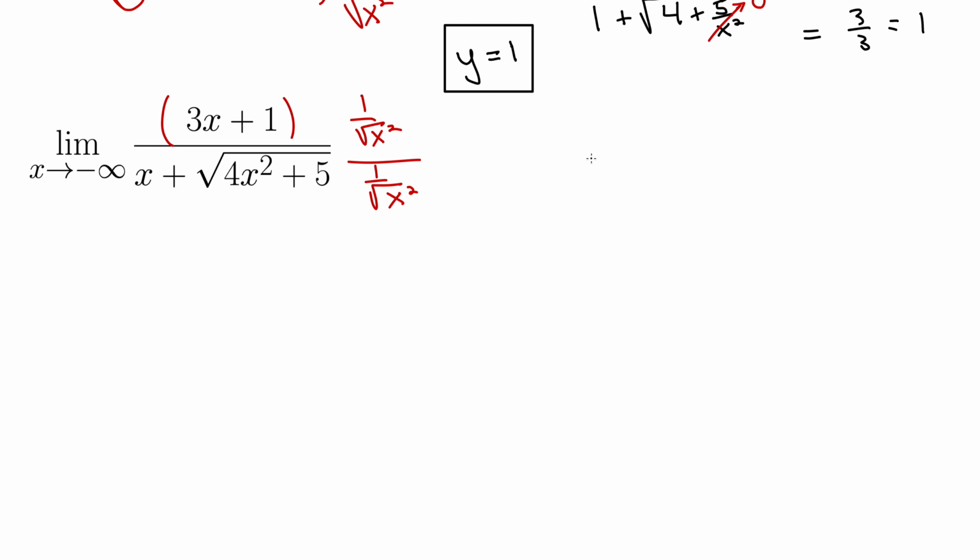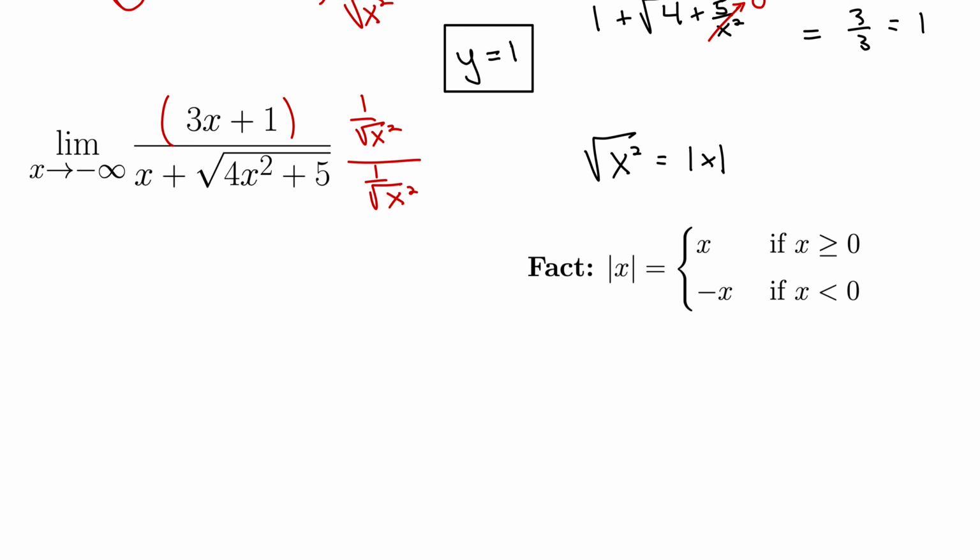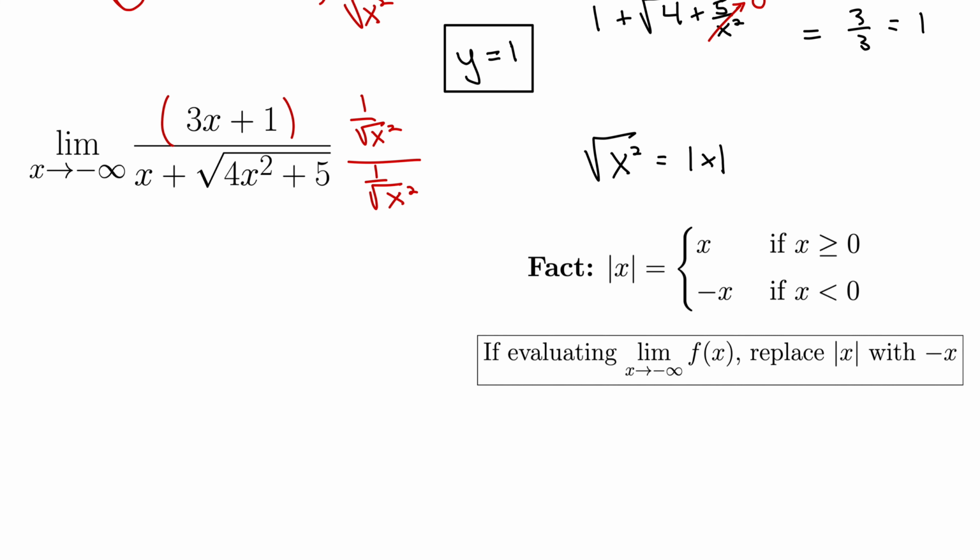But now we have the same issue. Square root of x squared is actually absolute value of x. And in calculus, we use the more rigorous definition of absolute value of x. Absolute value of x equals x as long as x is greater than or equal to 0, but we have to replace it with negative x when x is less than 0. And as we go to negative infinity, x is going to be less than 0. So the takeaway is that if we're evaluating the limit as x goes to negative infinity of f of x, we replace absolute value of x with negative x.